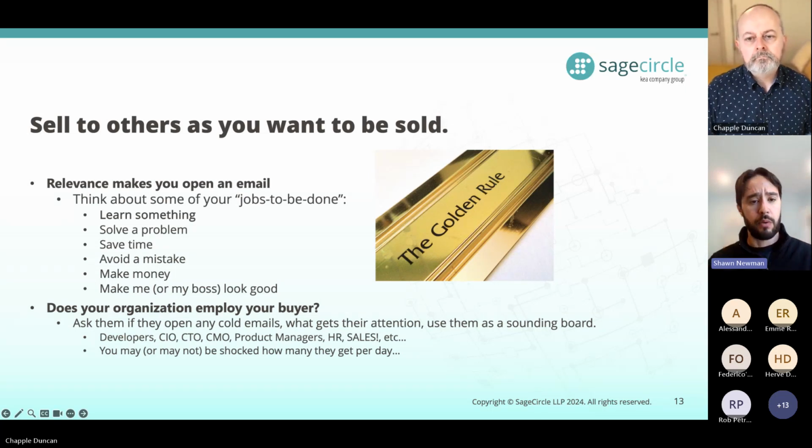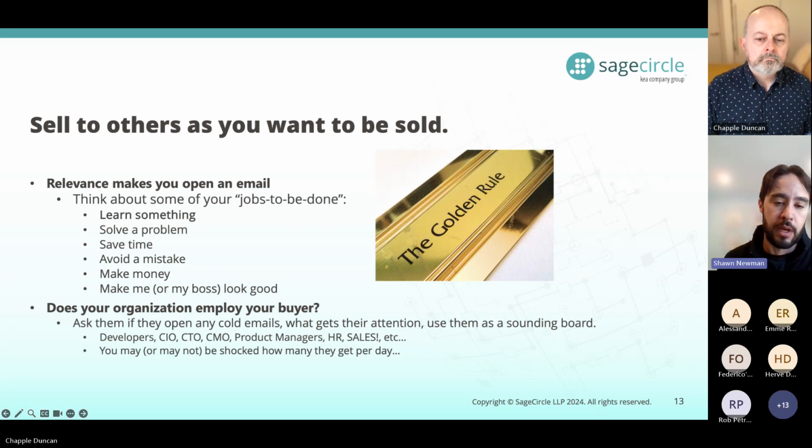And then, when we look at individual hooks, it's solving problems, saving time, avoiding mistakes. How can they make more money, generate revenue? And again, this is one that I think is really important: making them look good, right? If we can provide them with content that they can give to their boss that helps validate a project they've been trying to get funded, these are things that just help them do their job.